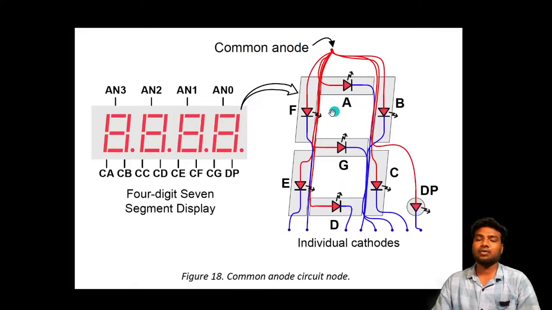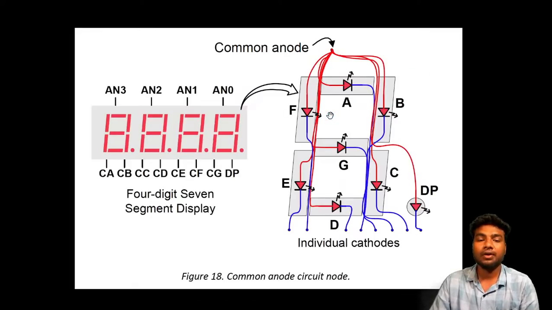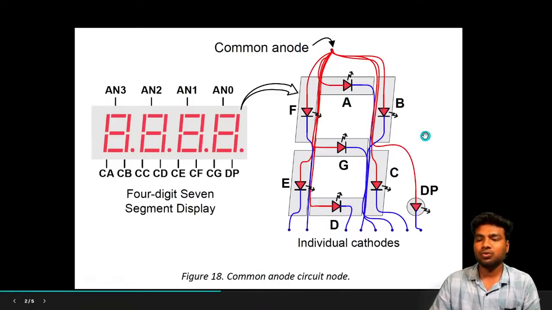So this is the working of common cathode, common anode, and the multiplexing of sound segments. And then let's move to the RTL code.